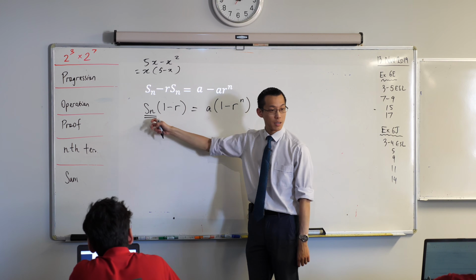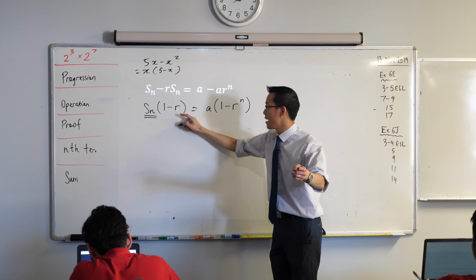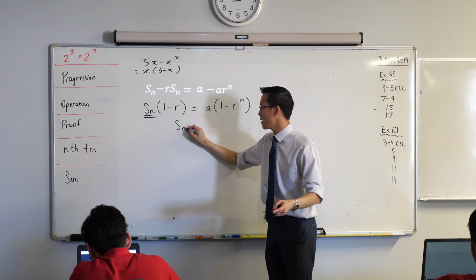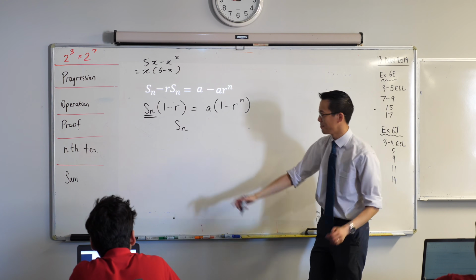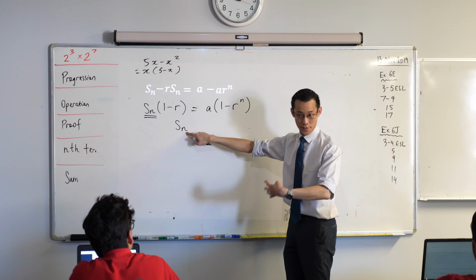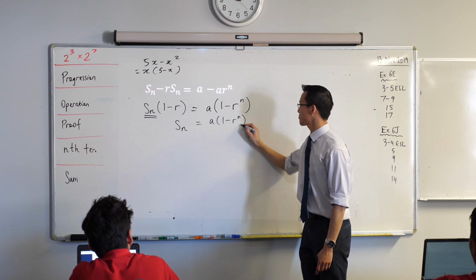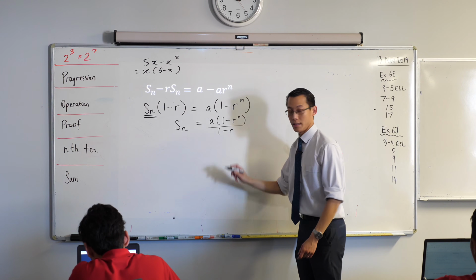I just want this by itself, so what should I do to both sides? Divide by 1 minus r. So here is our formula, put a big box around it. The sum of the first n terms of a geometric progression is this. It's a bit of a monstrous looking fraction, but this is it.